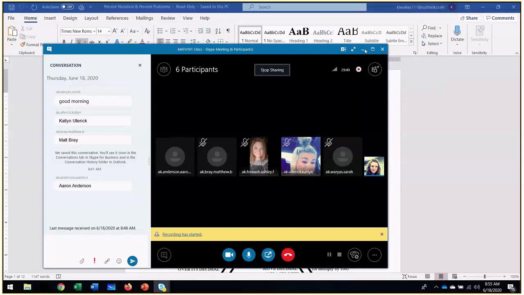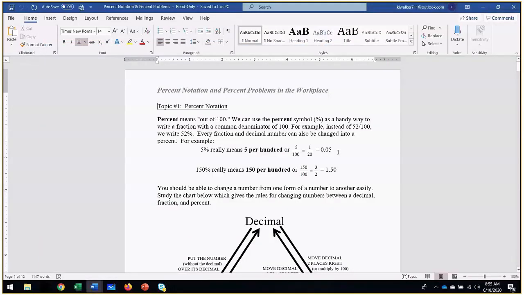Okay, so let's talk about what percentages are first. Percentages are another way of representing fractions or decimals. So we can go back and forth between all of these different types of notation. Just like if you think of language, in English we say yes, in Spanish they say sí, in French it's oui. They're all the same thing. They're just different ways of representing the same meaning.